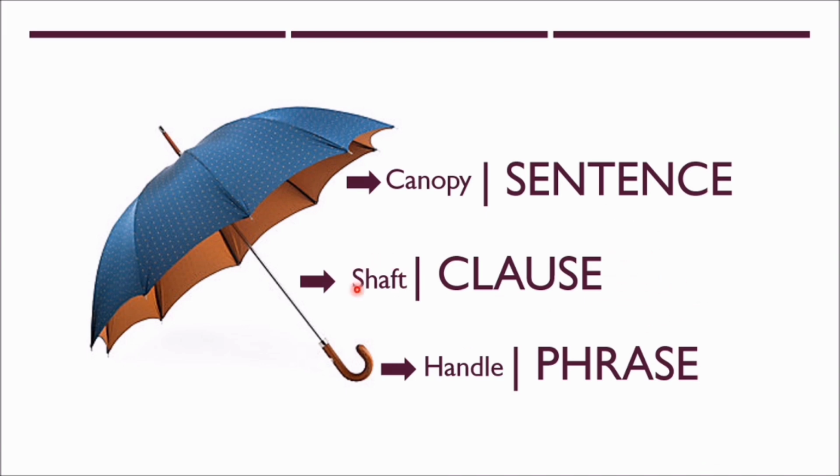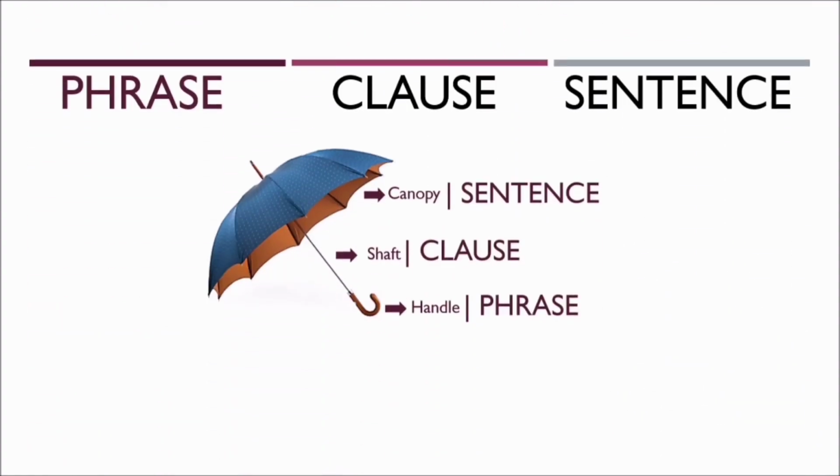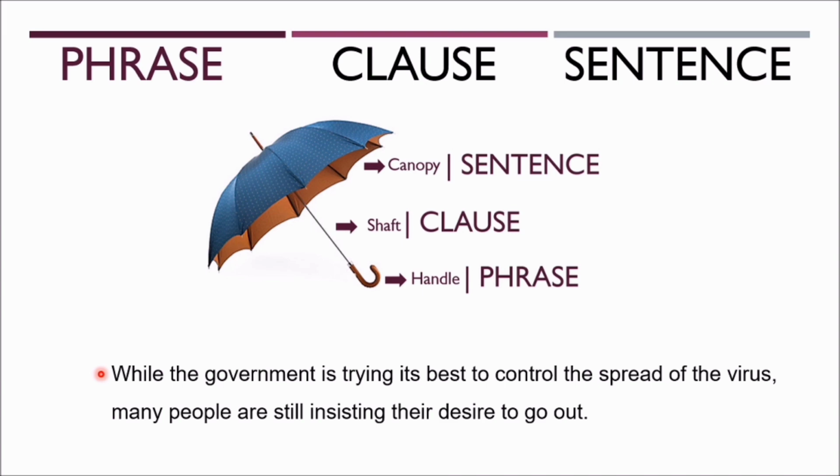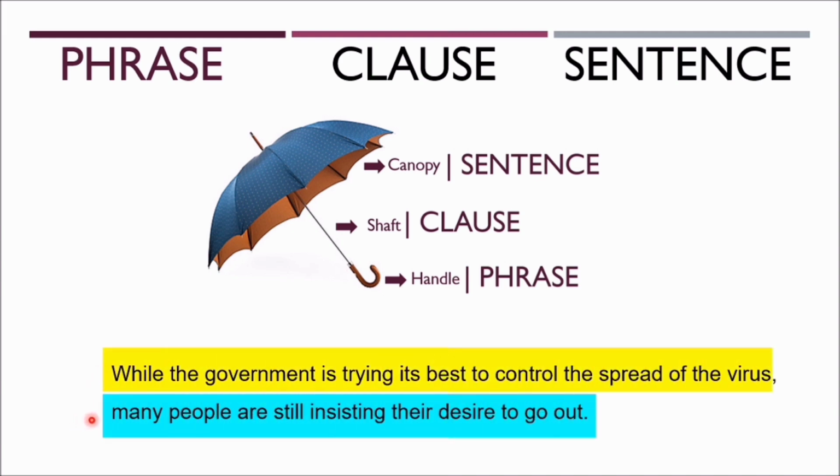Now, look at the shaft. Below it is actually the handle. Same thing. Within the clause, you can find a phrase. Now, for you to better understand what I'm saying, let's look at our sample sentence. While the government is trying its best to control the spread of the virus, many people are still insisting their desire to go out. Now, in this sentence alone, you can actually find one dependent clause and one independent clause.